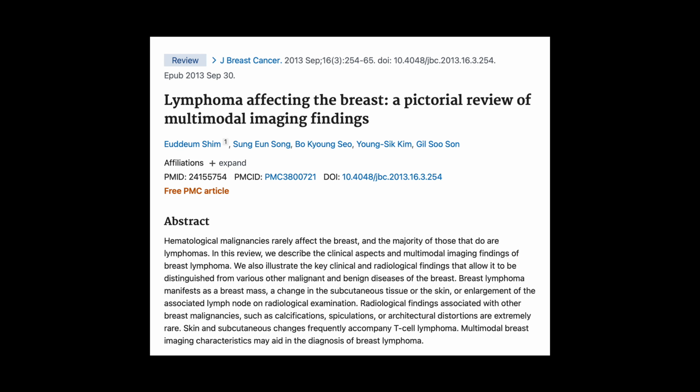This is an article on lymphomatous involvement of the breast. Here the authors say that rarely the breasts are affected due to lymphoma. Most of the times it's a B-cell lymphoma. Rarely it can be a T-cell lymphoma. And in those patients, there are skin and subcutaneous changes that frequently accompany the T-cell lymphoma.